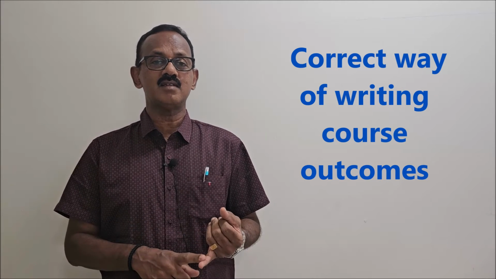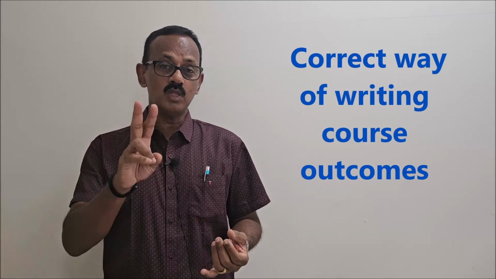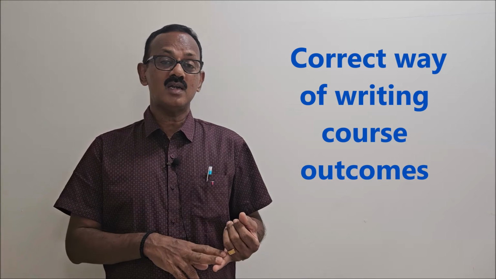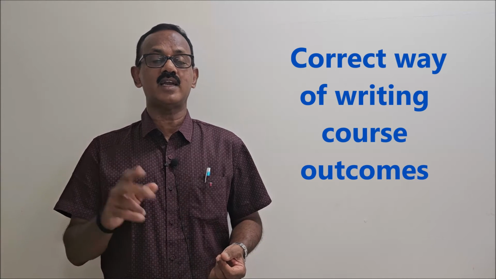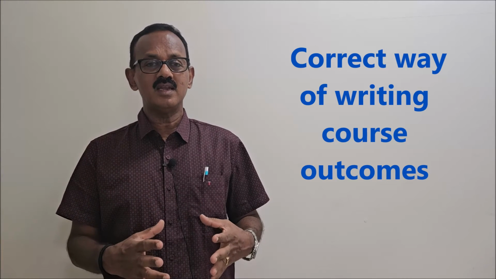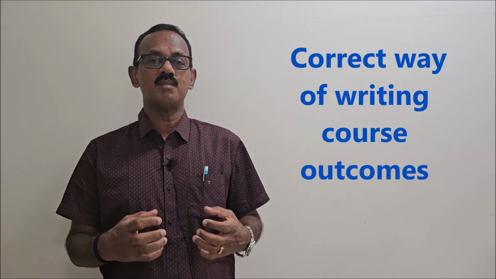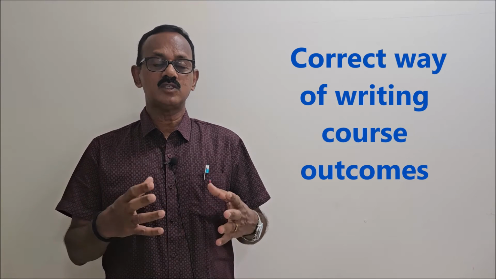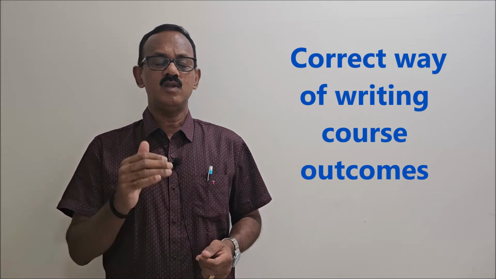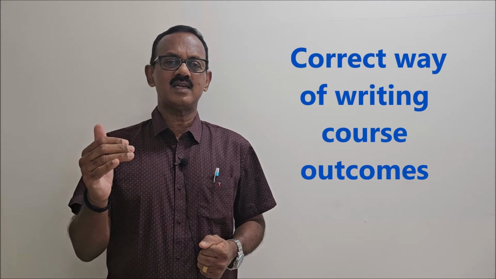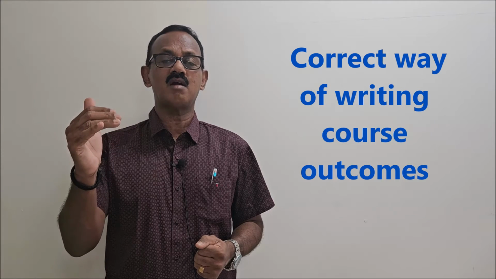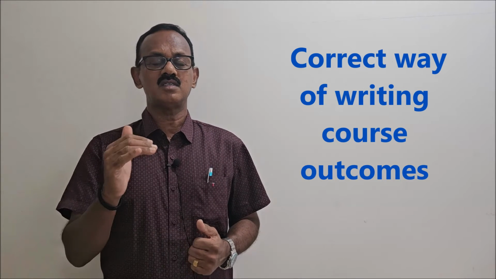The second thing, the course outcome has both the components. What has to be learnt is the first component, and what to do with that learning is the second component. Only then does the course outcome become meaningful. Six course outcomes have been written, and you can see that all of them have been written in a higher order thinking level, that is, HOTS level.